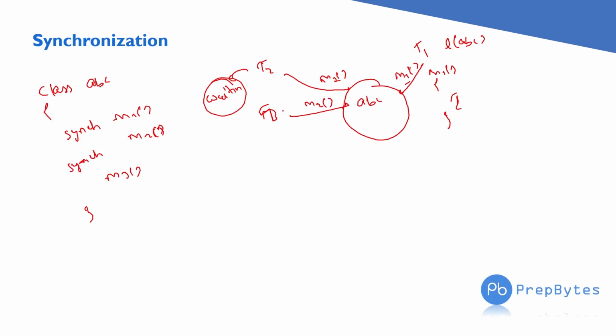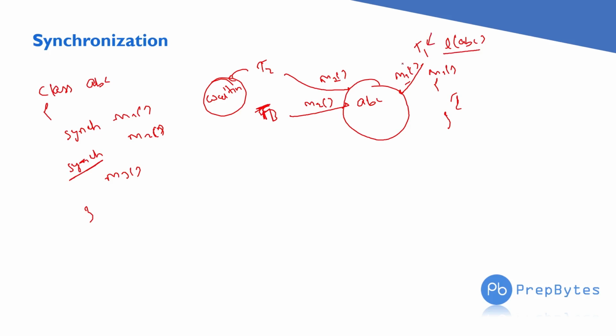Now what will happen to T3? Will it be allowed to execute the method, or will it be sent to the waiting state? Come on, think. What will happen to T3? Since M2 is also a synchronized method, T3 will require the lock of the object. But the lock of the object is currently with T1.